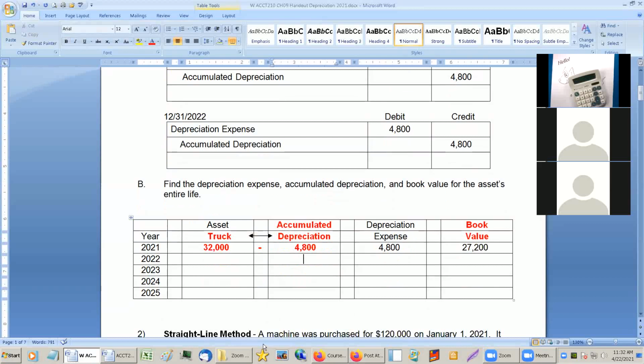Okay, now the truck account will stay exactly the same every single year. Nothing changes in that account. So you can actually fill this in if you want. The truck account doesn't change.